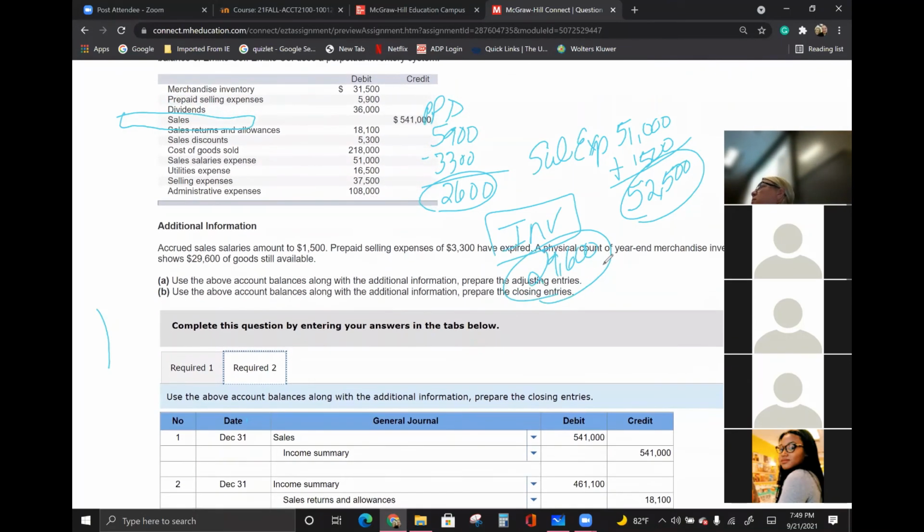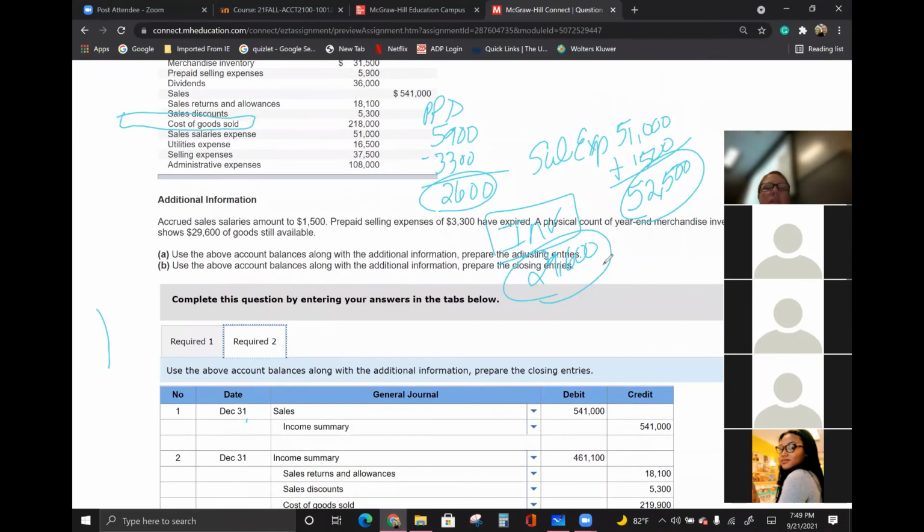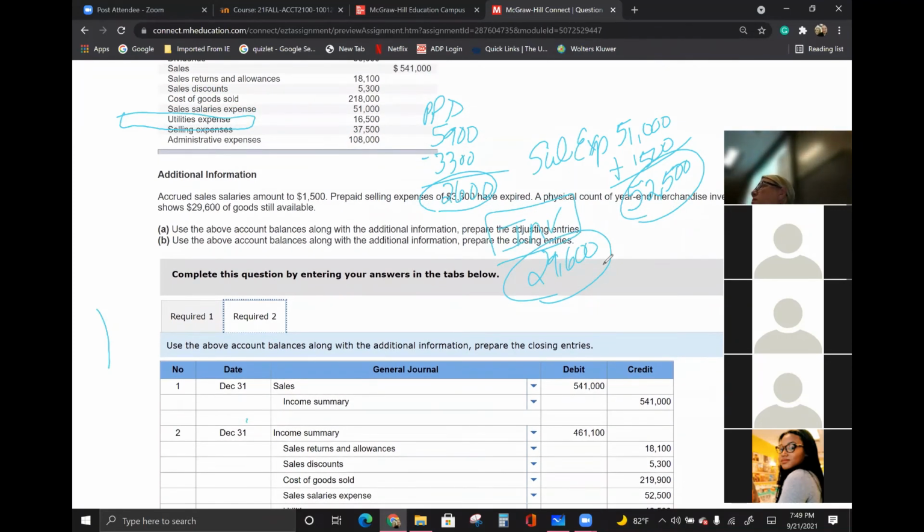Sales is a credit on the books, so we're going to debit the sales for 541,000 to remove them. It's going to go to the income summary. The income summary is just a holding place to bring into retained earnings at the end.